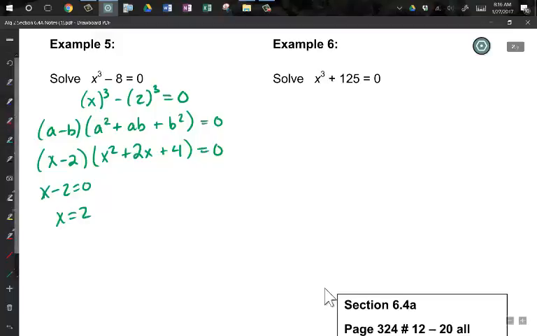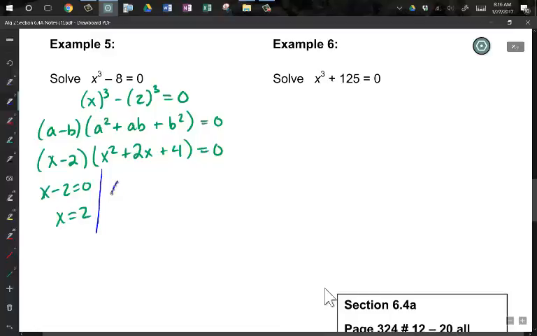So let's jump to the quadratic formula. X equals the opposite of 2 plus or minus the square root of b squared, so that's 4, minus 4 times 1 times 4, all over 2a. So once again, a was 1, b was 2, and c was 4. Quadratic formula.